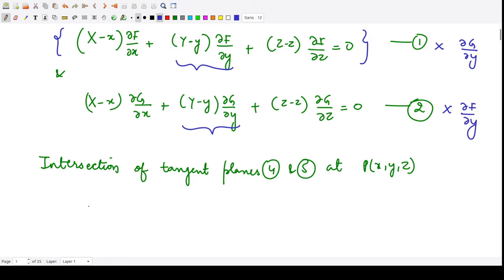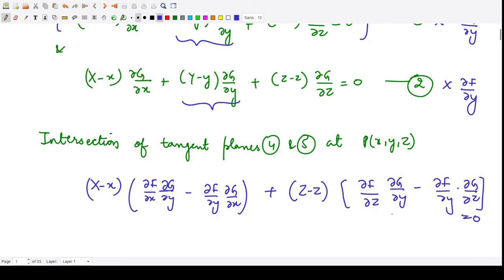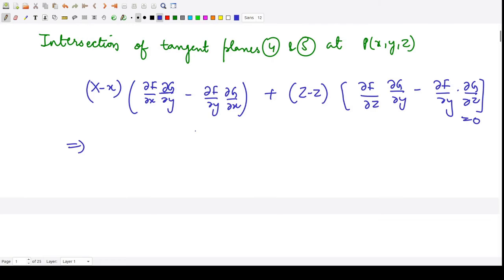So when you do that, you have (x - x₀) multiplied by (∂f/∂x · ∂g/∂y - ∂f/∂y · ∂g/∂x), and the second factor would cancel out and the last factor would be (z - z₀), and then in multiplication it would be (∂f/∂z · ∂g/∂y - ∂f/∂y · ∂g/∂z), that is equal to 0.